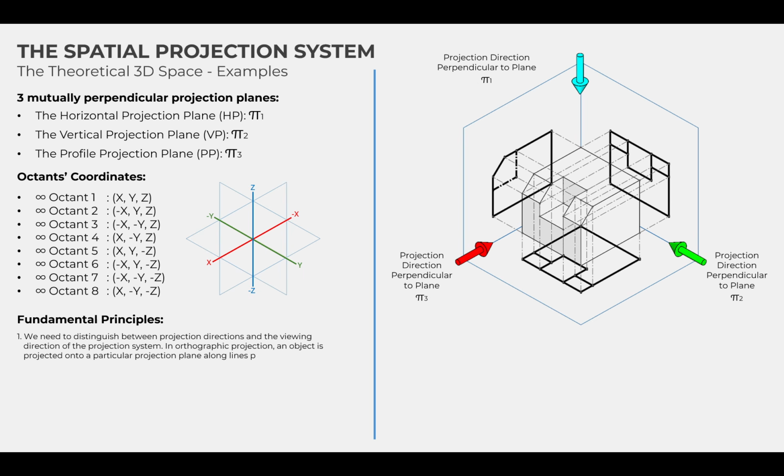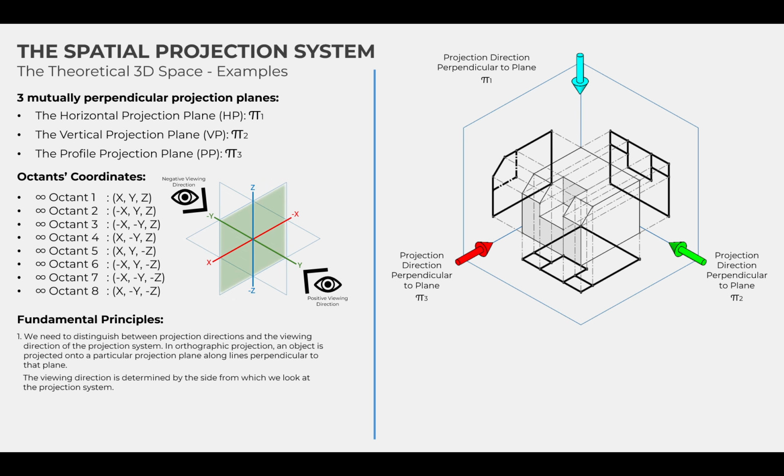The projection direction, therefore, belongs to the process of representing an object on a particular projection plane. It should not be confused with the direction from which we observe the projection system itself. The viewing direction is determined by the side from which we look at the projection system. When looking toward the frontal plane, pi2, we can view it from either its positive y side or its negative y side, since the y-axis is perpendicular to pi2.